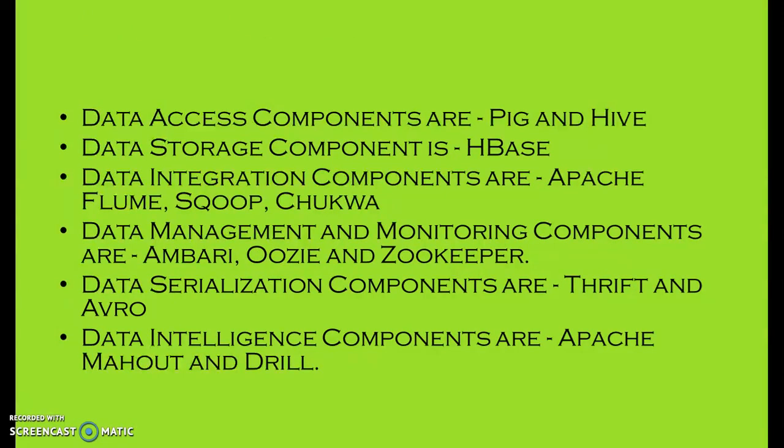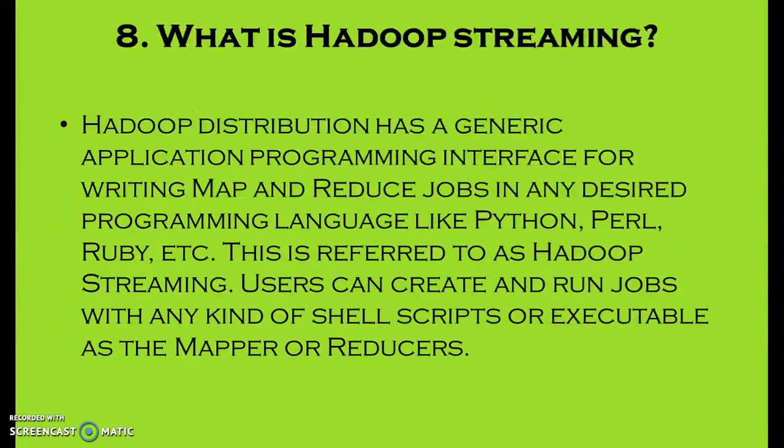Data access components are Pig and Hive. Data storage component is HBase. Data integration components are Apache, Flume, Sqoop, Chukwa. Data management and monitoring components are Ambari, Oozie, and Zookeeper. Data serialization components are Thrift and Avro. Data intelligence components are Apache, Mahout, and Drill.